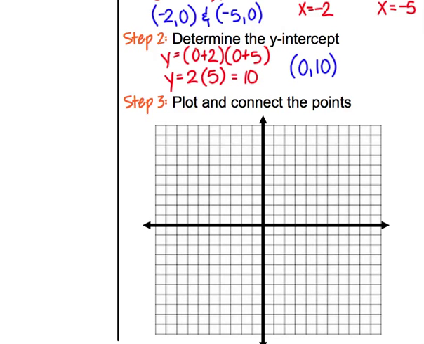Our zeros are negative 2, 0 and negative 5, 0. And our y-intercept is 0, 10, 1, 2, 3, 4, 5, 6, 7, 8, 9, 10. Now because this y-intercept is outside of both of our x-intercepts and it's above it, we know that this is going to open upward. So we can get an idea of what our graph is going to look like by doing something like this. Making sure our arrowheads are on both sides. Now we don't know if this is the exact point of the vertex, but for right now that is going to suffice for our sketch.